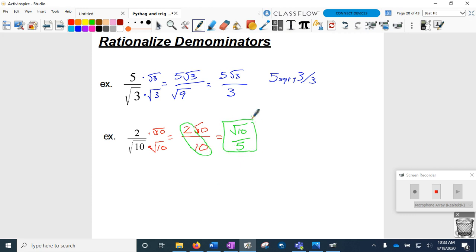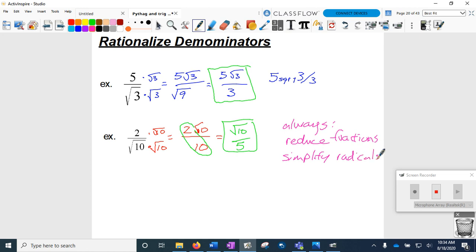All right, so now that's our rationalizing denominators. We want to always rationalize our denominators. We want to always simplify our radicals, and we always want to reduce fractions. Okay? Always reduce fractions. Always simplify radicals. And always rationalize denominators.